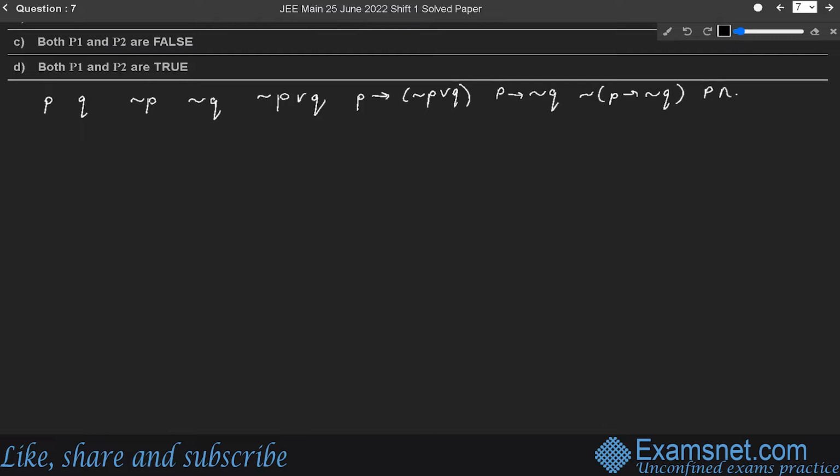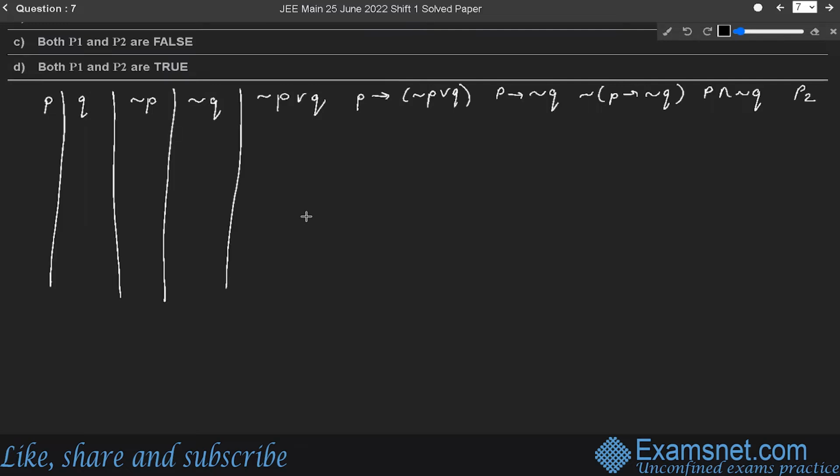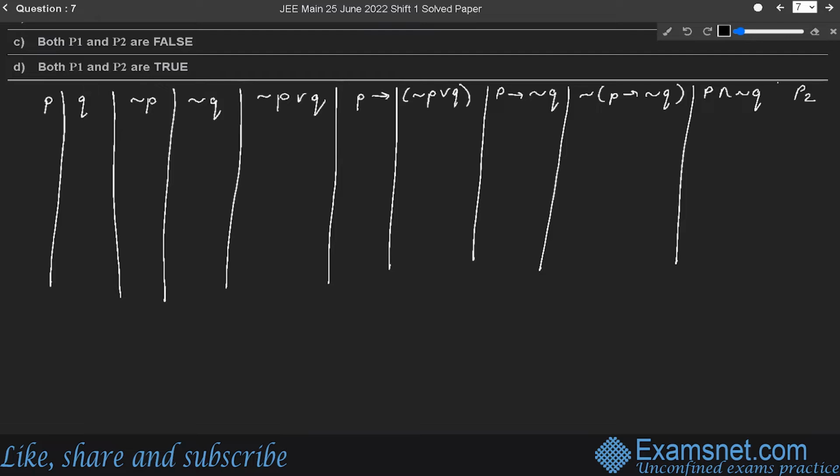Also, P intersection negation of Q and P2. So, we will write the values here according to the conditions. This table is just to make you understand the basic concepts of these propositions.